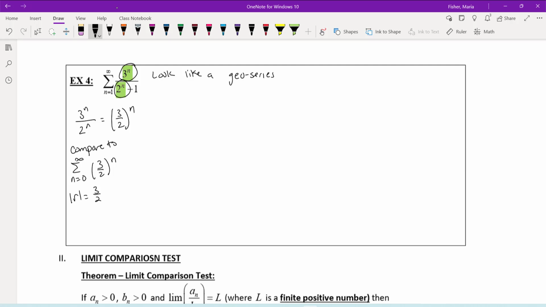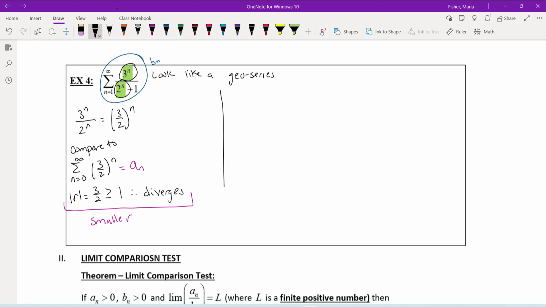Well, 3 halves is a number that is greater than or equal to 1, therefore we know that this is going to diverge. If it diverges, it must be the smaller series, which makes this a sub n, and it makes the given b sub n. Go to your comparison. 0 less than a sub n less than or equal to b sub n.